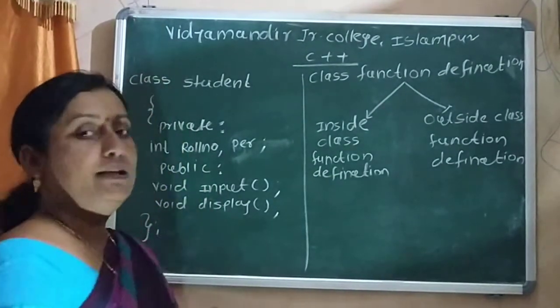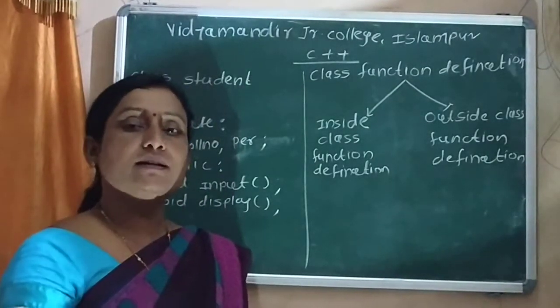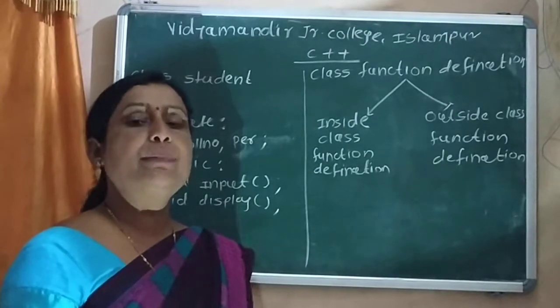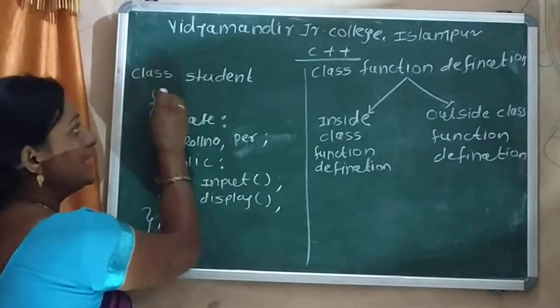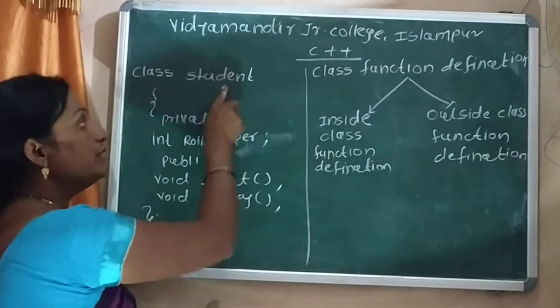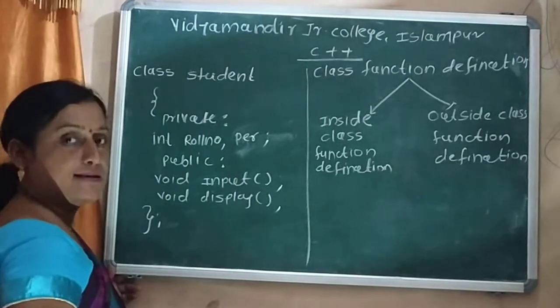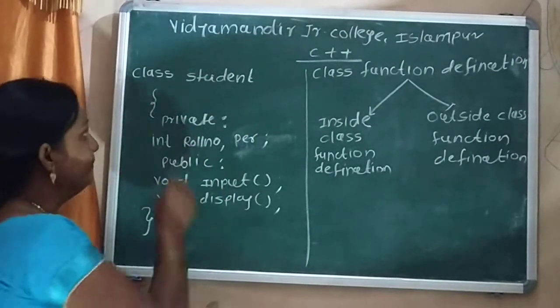In today's lecture we discuss how a class can be declared and used in a program, using a suitable example. For example, class student. Here class is a keyword and student is the name of the class. The name of a class is any valid variable name.